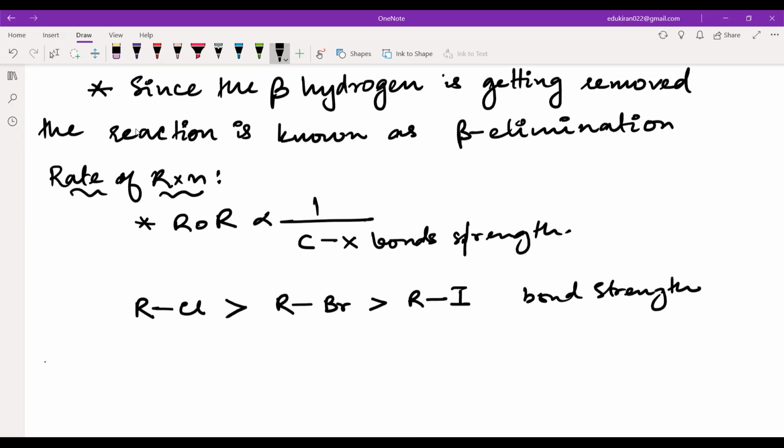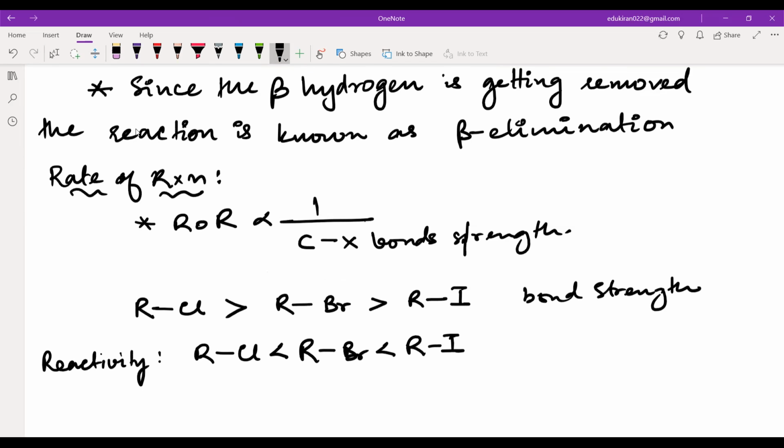That is why the reactivity order will be the opposite. RCl will be the least reactive, followed by RBr, followed by RI. Since reactivity is inversely proportional to bond strength, the reactivity order is reversed.